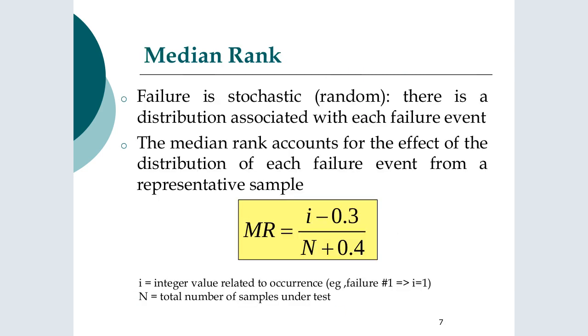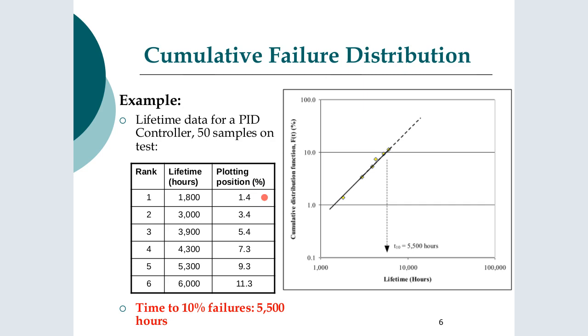So how do we define the median rank? The median rank is very straightforward from this formula. i is the failure number. So for example, we had number 1, our first failure. So that's i minus 0.3, so 1 minus 0.3 gives us 0.7. N is the total number of samples, in this case 50. So we have 50.4 on the bottom. So we would have 0.7 divided by 50.4, and that would give us the 1.4%.